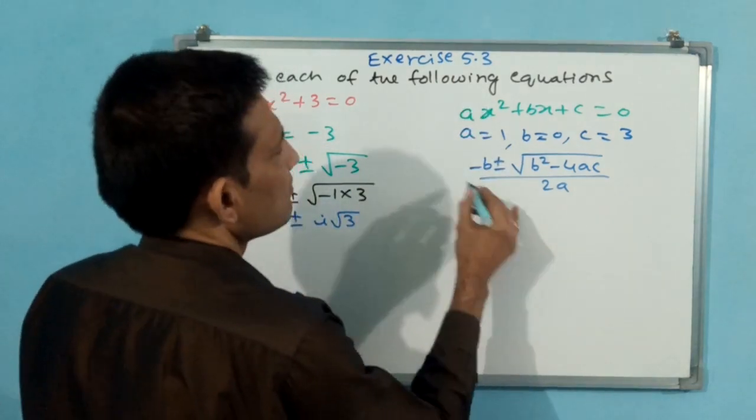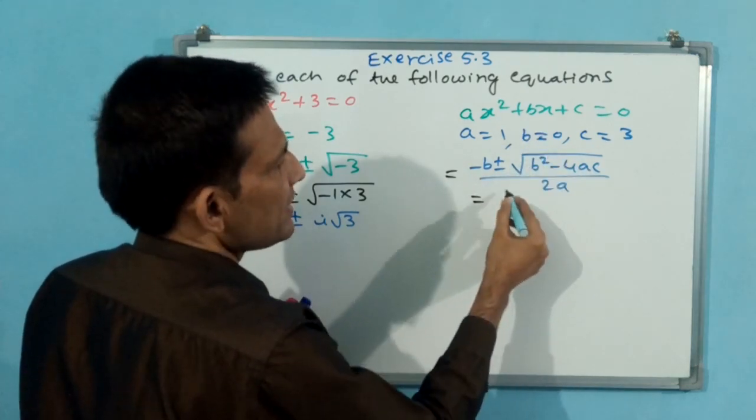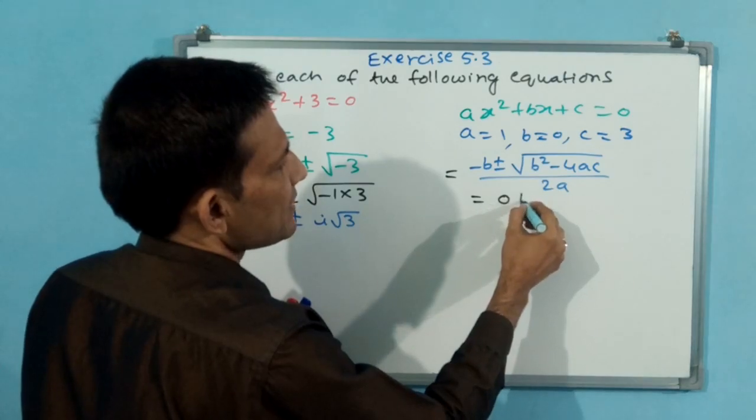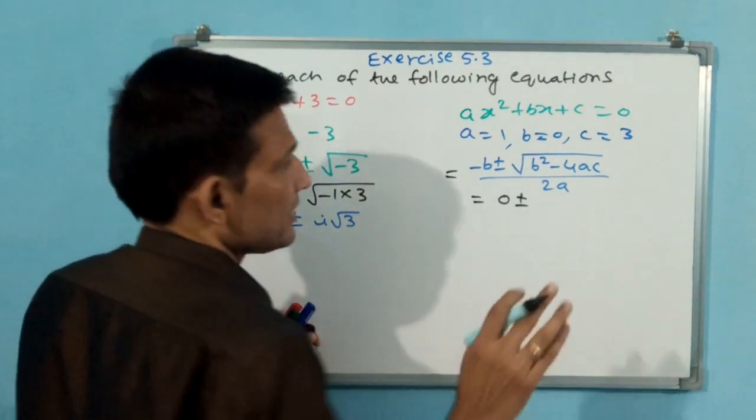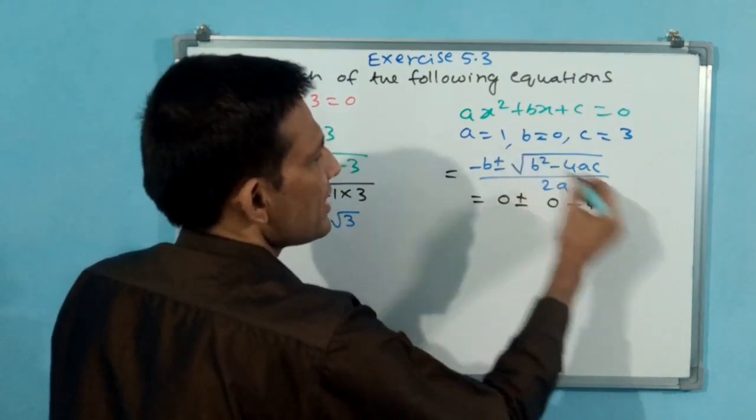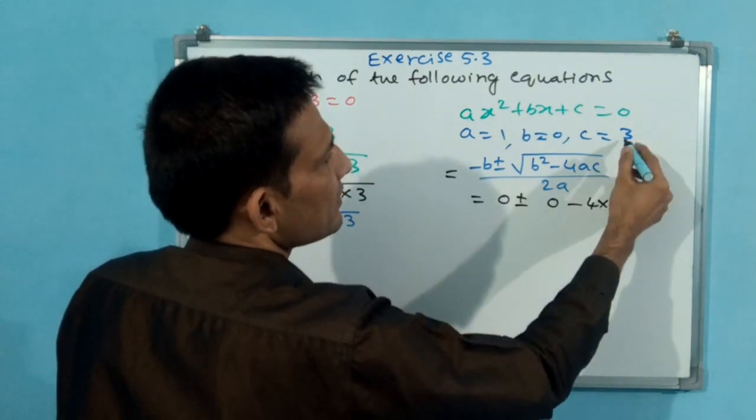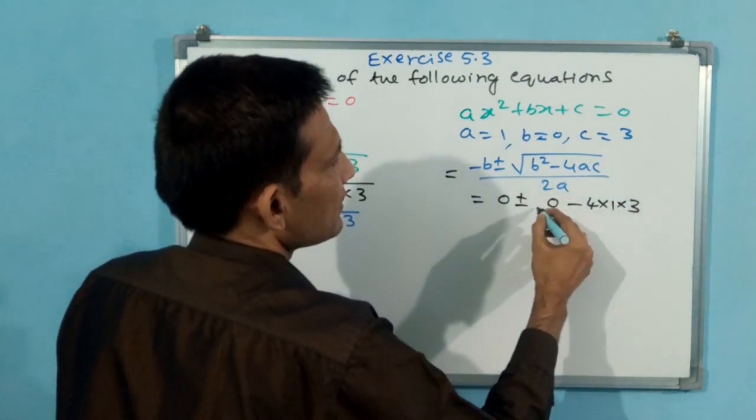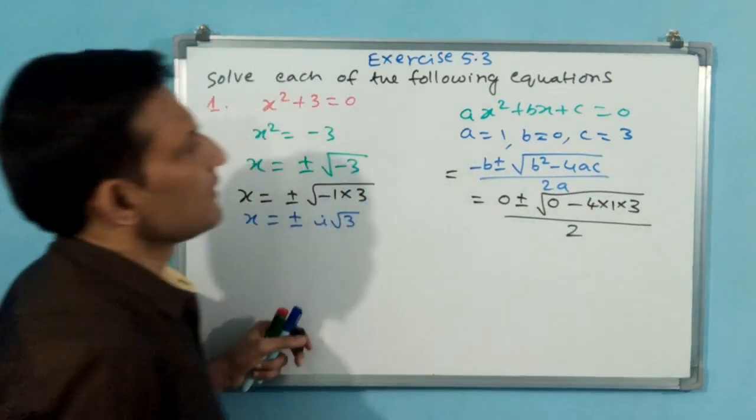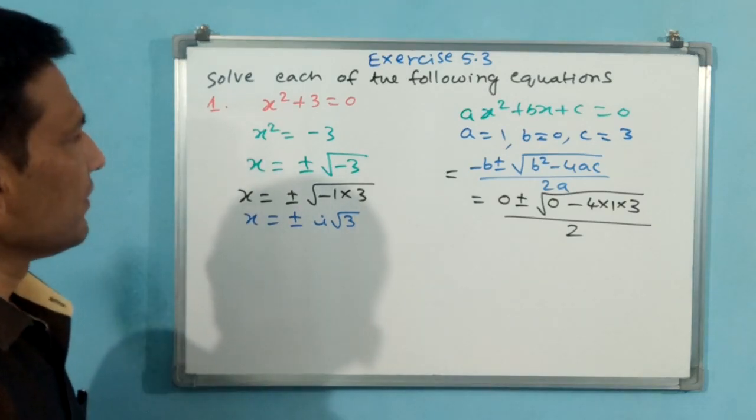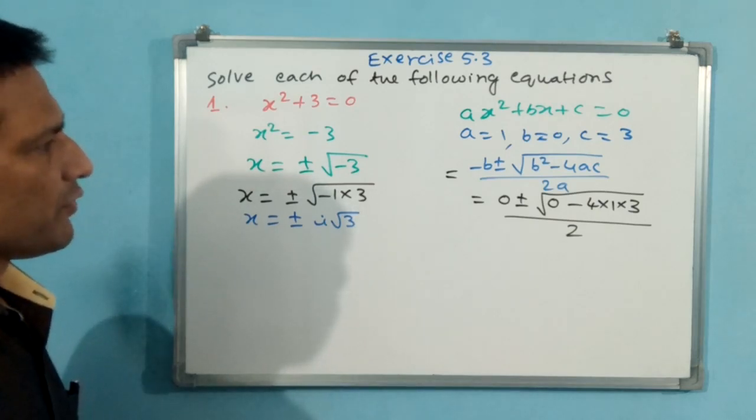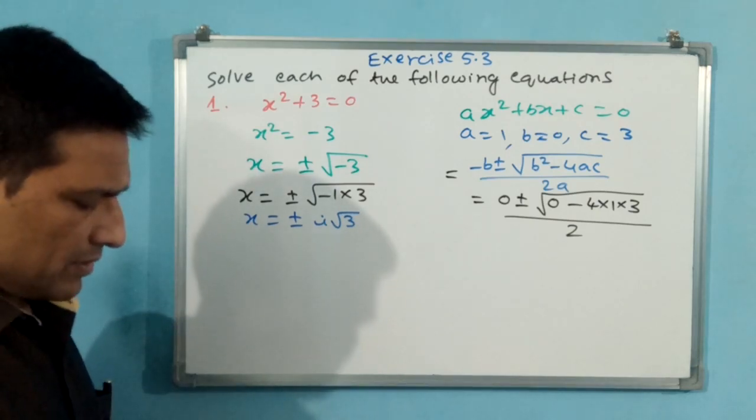You see what will come? Minus b, 0. That is why here 0. Okay. Then plus or minus will be there. Don't forget. b square is 0, minus 4 into a is 1, into c is 3, and square root of, divided by 2a, 2 into 1. 4 into 3, b square is 0. Let it be 12. Root 12 will come.